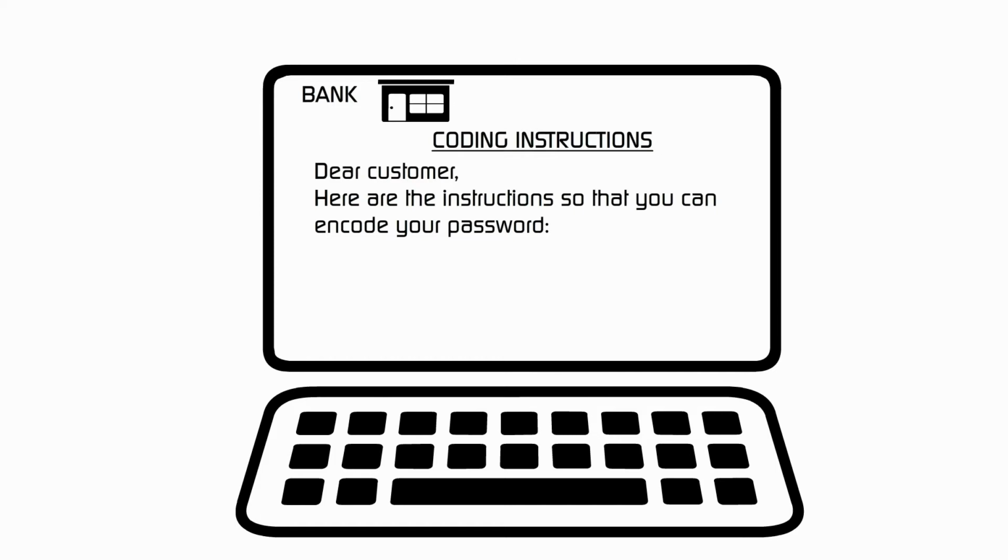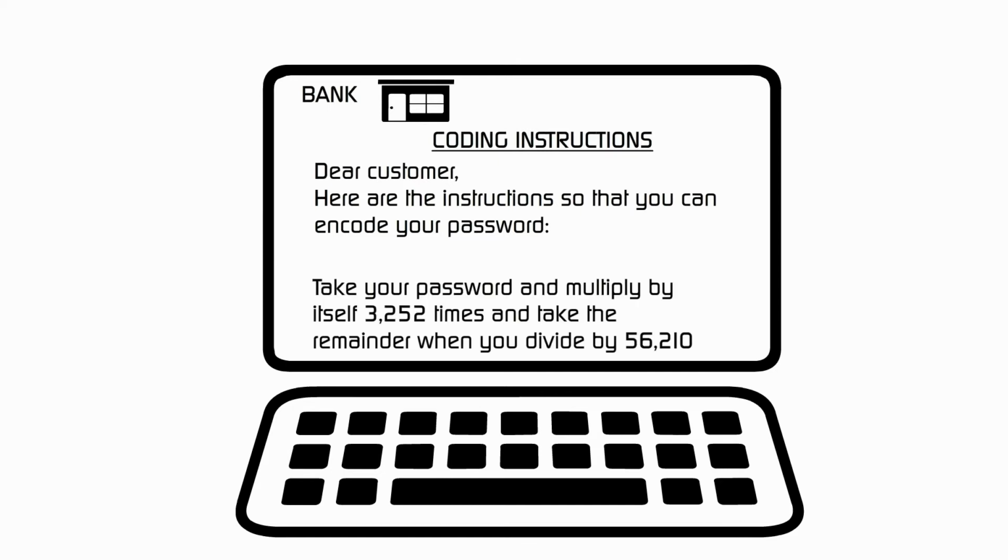So I want to be very clear here what we're talking about with public key encryption. On the bank's website here, it has exact instructions on how to encode my password. So everybody who's got access to this page, anybody in the world, basically can work out how to encode a password. So it might be something like: take your password, multiply it by itself 3,252 times, and take the remainder when you divide by 56,210. Something like that, but some specific process that enables anybody to encode the password. And everybody uses the same system.